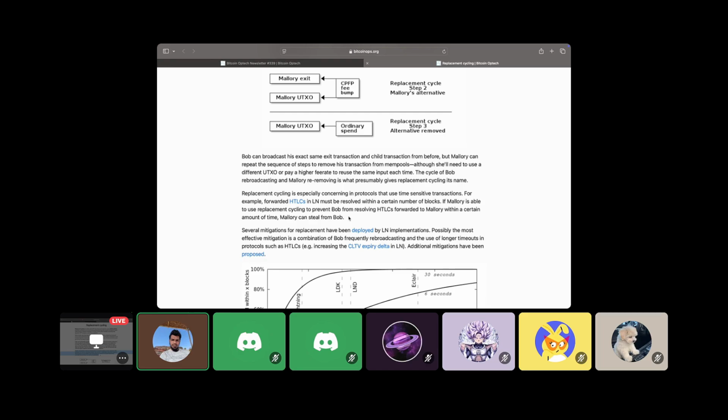Now that we understand what a replacement cycle is, we can move forward and try to understand the specific vulnerability that's discussed in this week's Optech newsletter. If anybody has any questions, any doubts, or anything that they'd like to share about the replacement cycling attack, please feel free to unmute yourself and speak, or you can even post something in the chat. Any questions, anyone? So what is the problem that occurs?